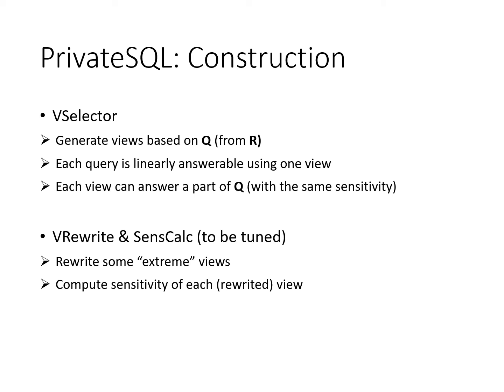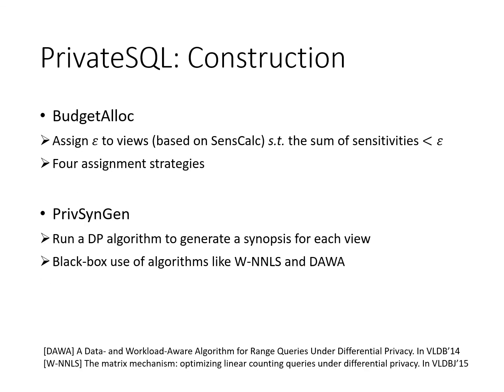In general, the view rewrite module will rewrite some extreme views, say with unbounded sensitivities. And the sensitivity calculator module will compute the sensitivity of each rewritten view. The budget allocator module will assign the fixed privacy budget epsilon to views based on the sensitivity of each view, such that the sum of the budgets is smaller than epsilon.